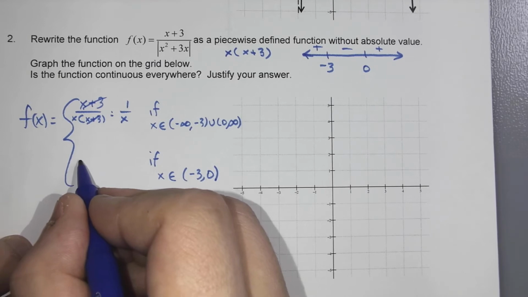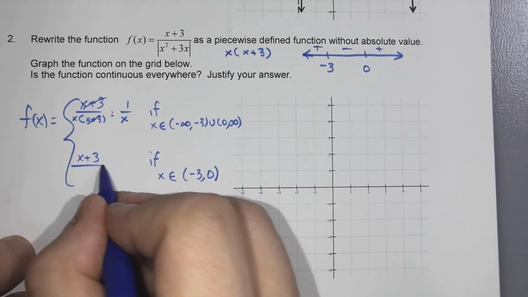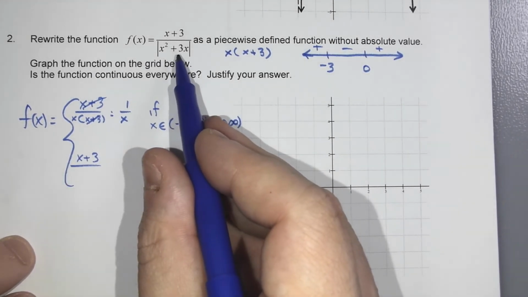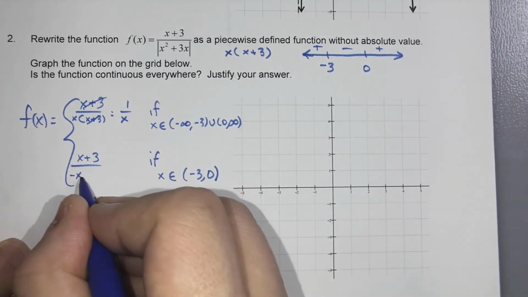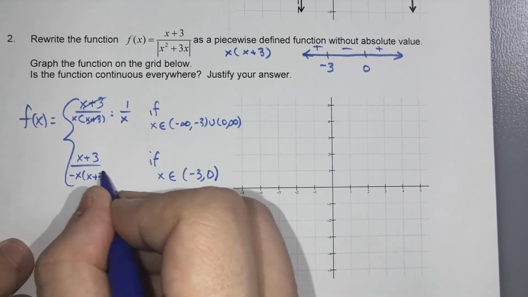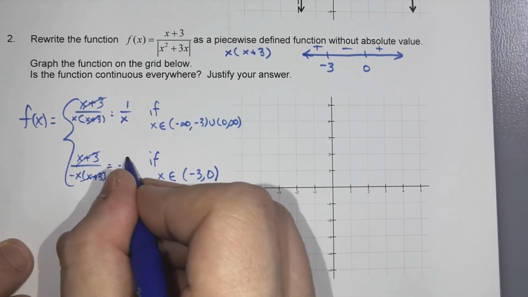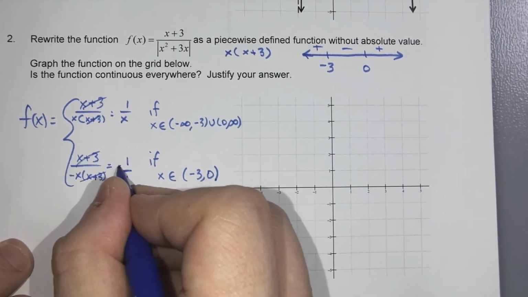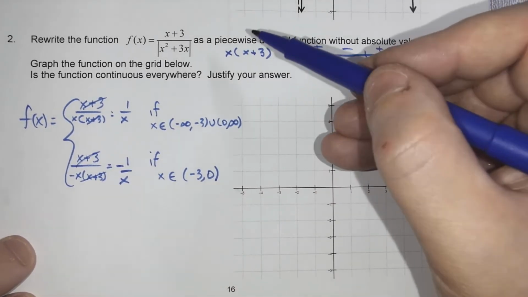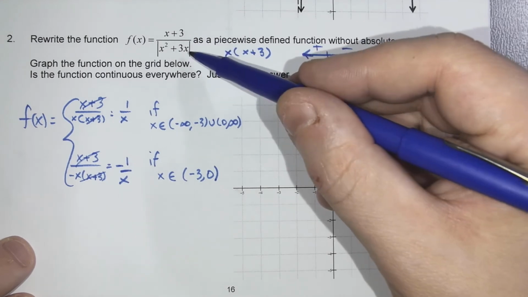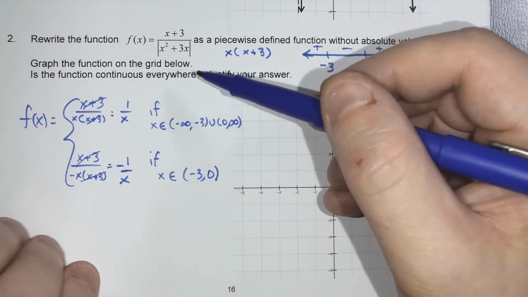And down here you'd be getting x plus 3. But since you are negative, you'd get the opposite of that thing in the absolute value, which would be a negative x times x plus 3. And so this output is going to be negative 1 over x if you happen to be in between negative 3 and 0. Notice both negative 3 and 0 themselves are undefined points.